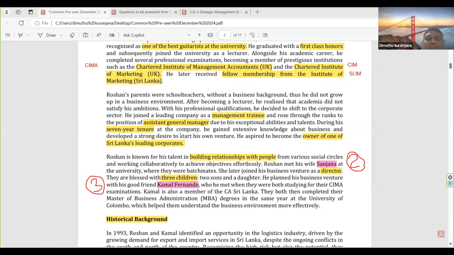So see, when you go through these facts, it shows his talent, as he has achieved the position of AGM within a 7-year period after joining as a management trainee. Right, it should be a very tough job. It took me almost 20 years to get to the same position. He has achieved the same thing within a 7-year period. So that indicates how talented he is.